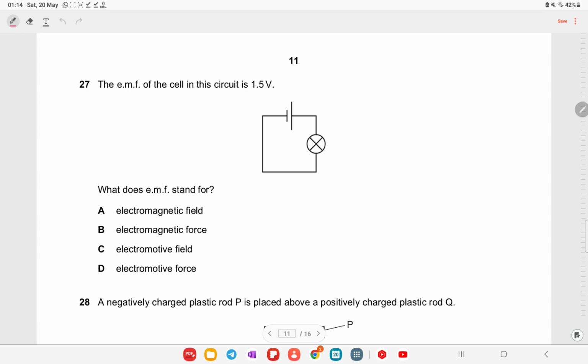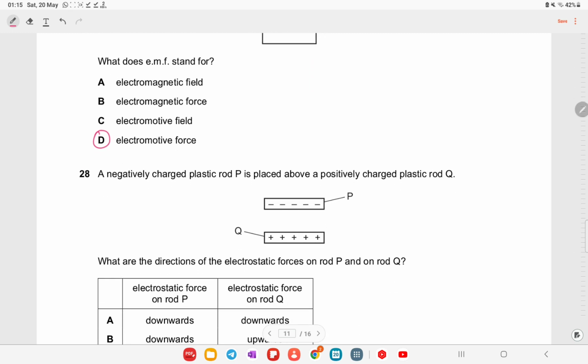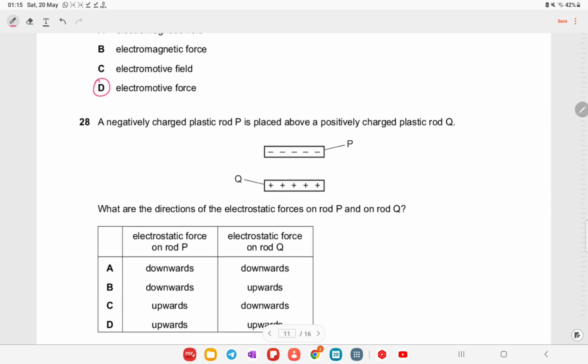The EMF of the cell in the circuit is 1.5. What does EMF stand for? Electromagnetic field, electromagnetic force, electromotive force, or electromotive field? Option D is the right answer, because it's a very easy question, and EMF stands for electromotive force.